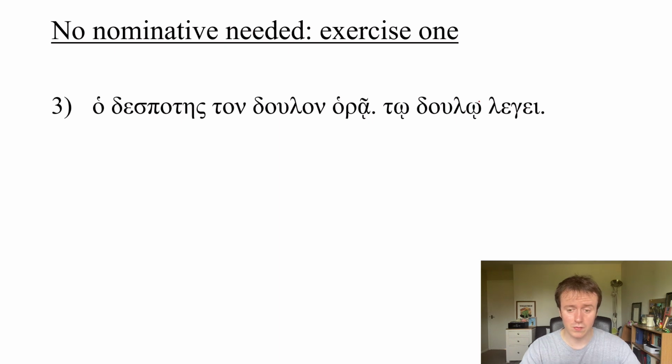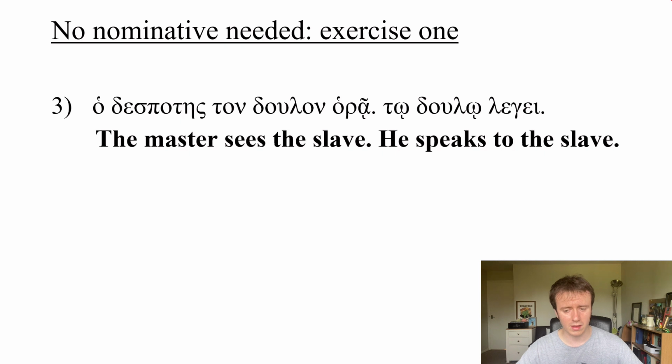Number 3 consisted of 2 sentences, the first of which was ho despotes ton doulon horai. The second was toi douloi lege. You should have translated these 2 sentences as the master sees the slave, he speaks to the slave. We knew that it meant this because the master was in the nominative at the start of the sentence. We did have a nominative noun in that first sentence, namely the master.